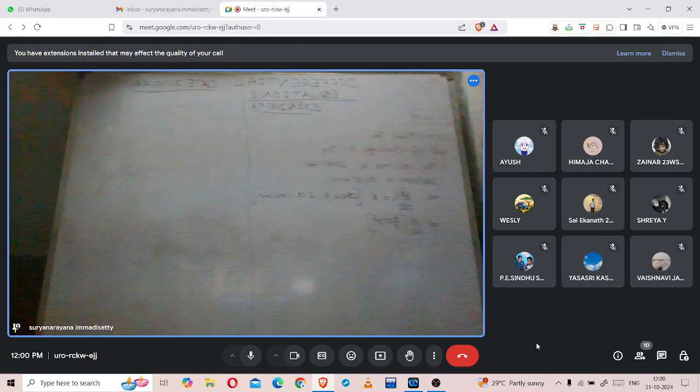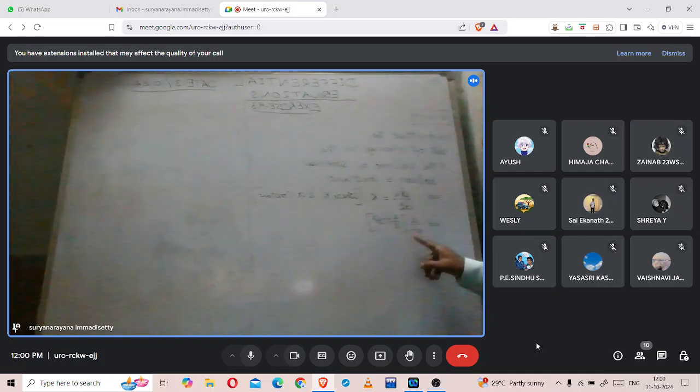Ayush, Himaja, Jainab, Charles, Sai Eknath, Shreya, Sindhu, Yashasri, Vaishnavi. Volume of a sphere formula, this only, 4 by 3 pi r cube. Yes, sir.